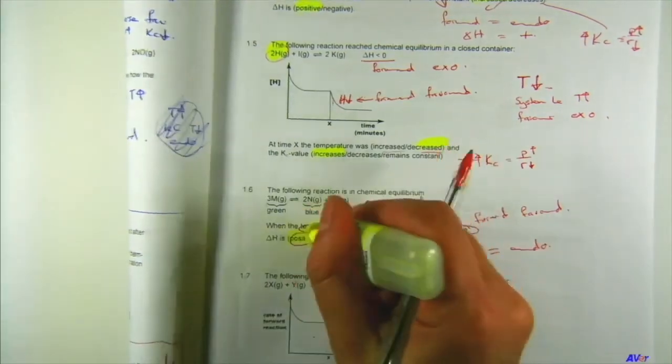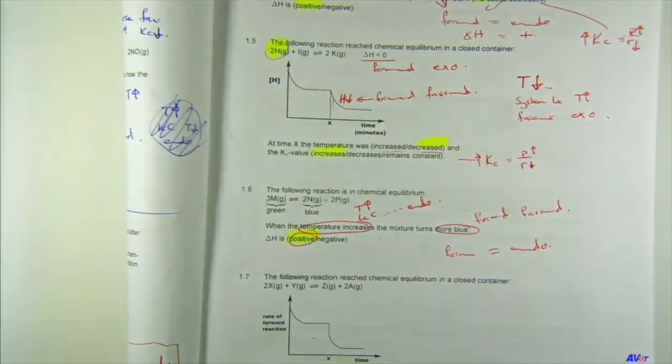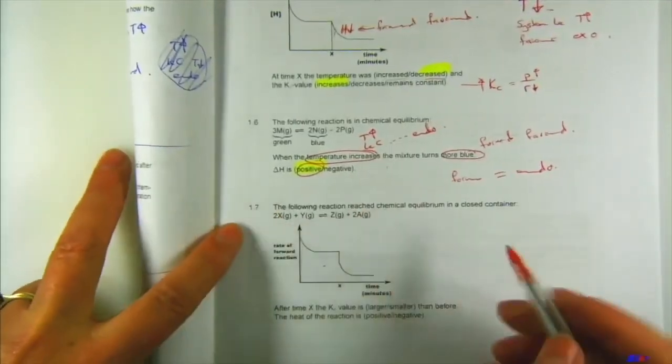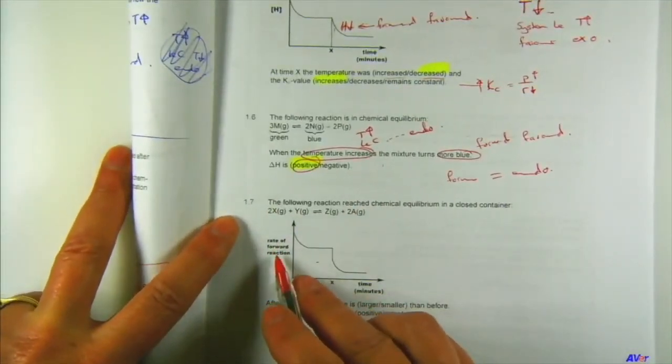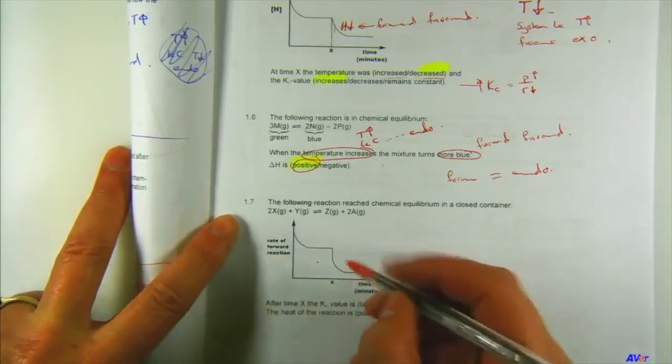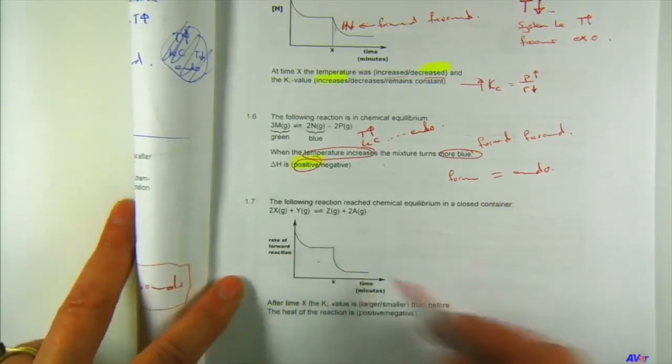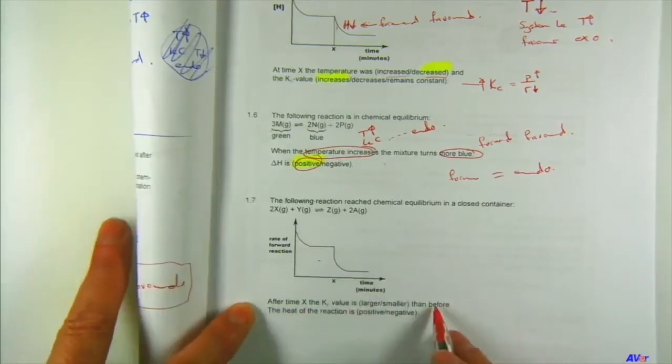Right, can I see how many positives were there? It's good. It seems you feel positive about equilibrium. Right, very last one. Now here again they gave us rates, right? And they say the Kc value is smaller or bigger after time x.